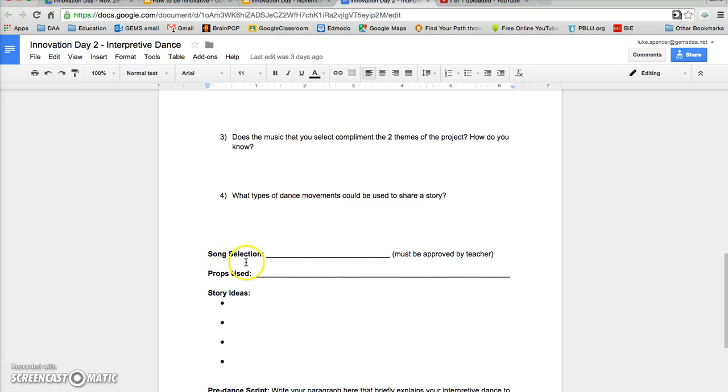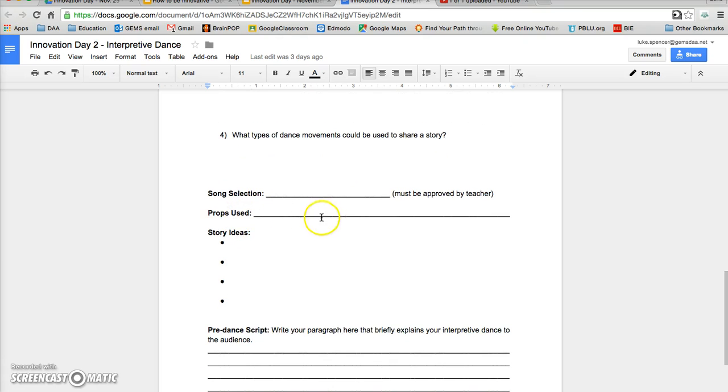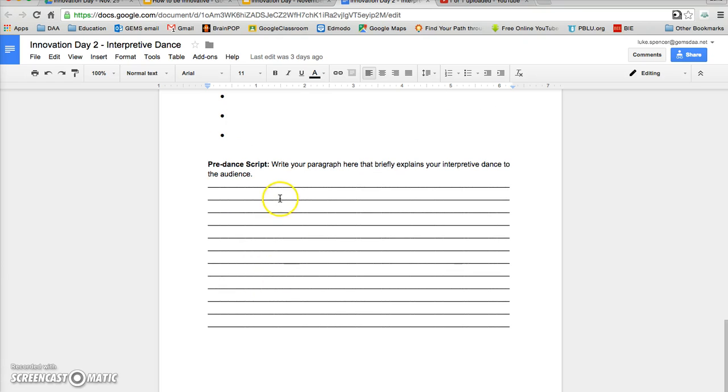So here you need to have a song selection. Before you can actually use it, it must be approved by the teacher. So you need to show the teacher the lyrics of the song, and they will say yes or no. Think about some of the props that you could use. What are some story ideas that you have? And then essentially you need to have that pre-dance script that will be read to the audience before you dance.